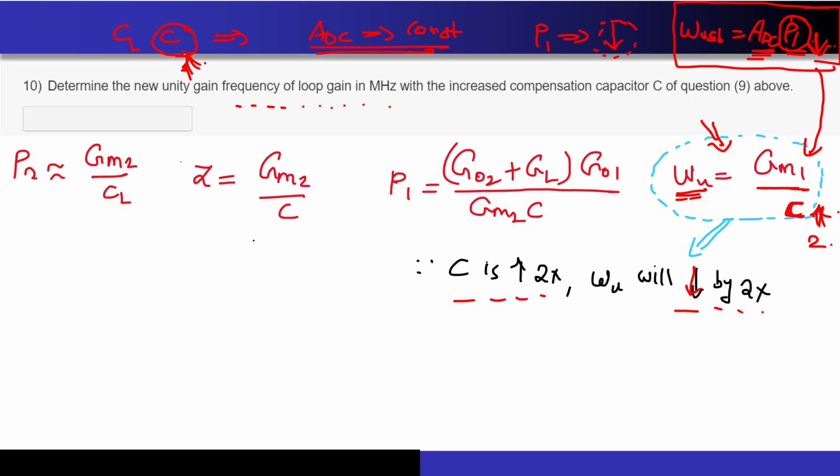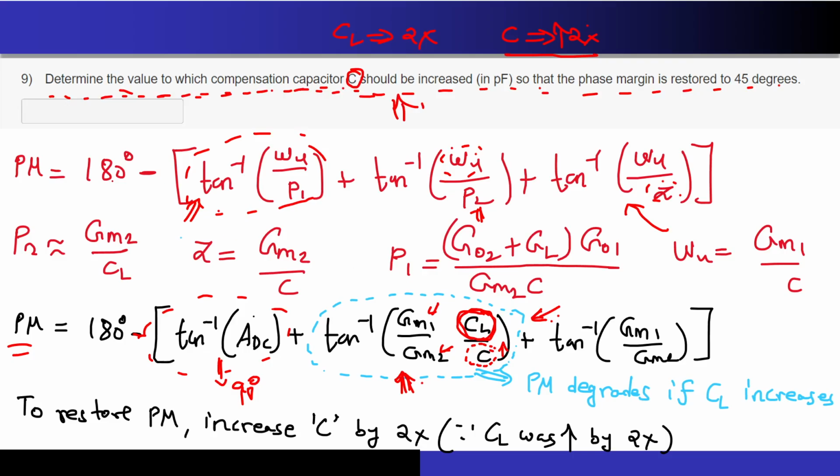Sir, can you just describe the phase margin part again? Okay, sure. Is this expression clear to you, this particular phase margin expression? Yes, sir, it comes from the transfer function only. Yes, it comes from the transfer function.